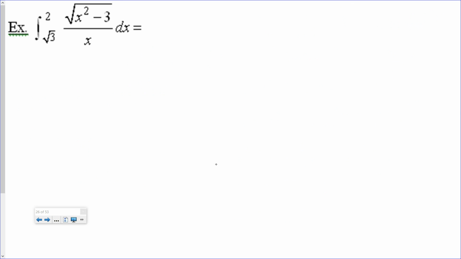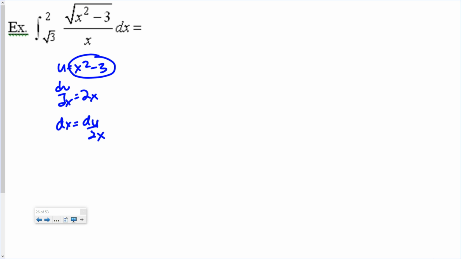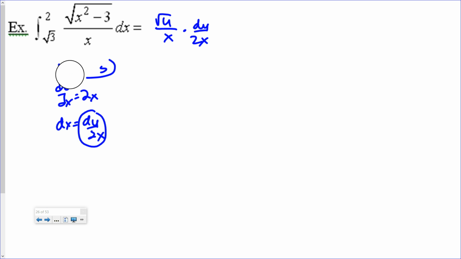Hey guys, let's look at this last problem here on the notes. If you look at this problem, you could try to do a u substitution. If you did u equal to x squared minus 3, du dx would be 2x, and dx would be du over 2x. So you would substitute your u and you would substitute your dx. This would be the square root of u over x times du over 2x, and your x's would not cancel out.